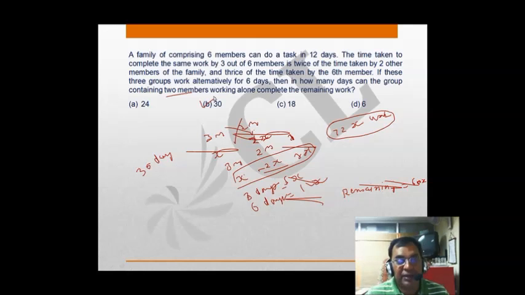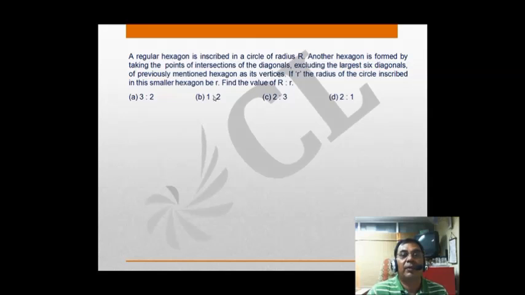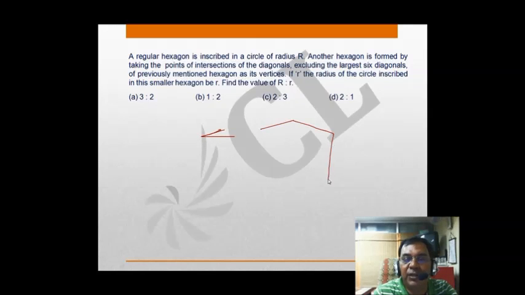After that, the next question is a regular hexagon described in a circle of radius r. So we know hexagon, I know mensuration, so I'll always do it. Drawing is a problem for me with this. Oh, drawing is coming out better.